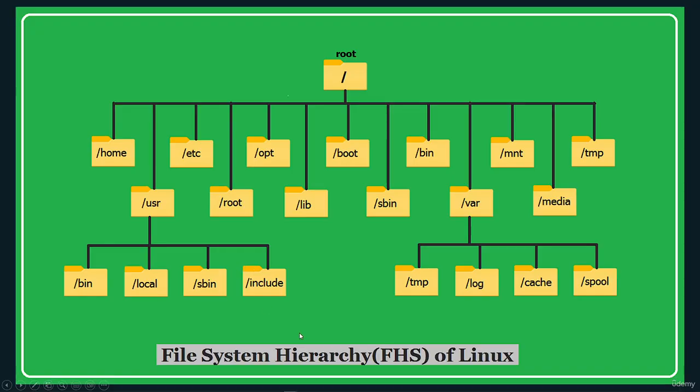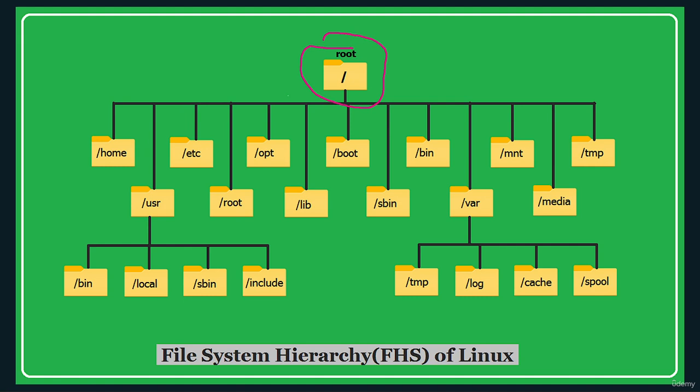So here's what the file system hierarchy standard looks like. You've got the root directory. Every single file and directory starts from root. Only the root user has the rights to write under this directory. /root is the root user's home directory, which is not the same as /.